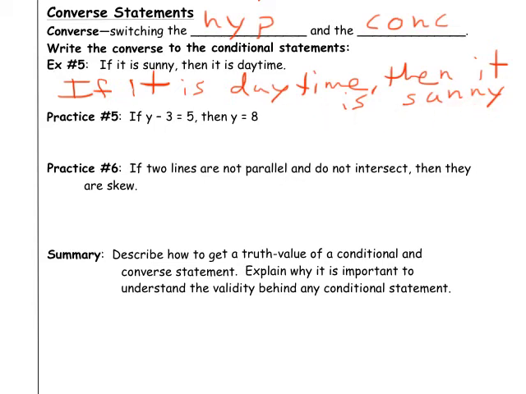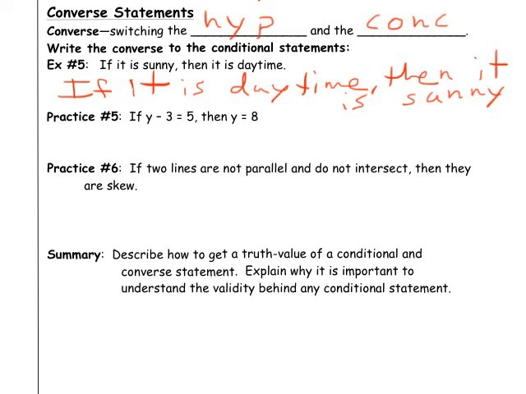It could be an eclipse, right? I've heard that one before. It's still daytime, but it's not sunny because the sun's covered up by the moon. We could go back to Alaska, because in the winter, there's parts of Alaska where it's daytime, but it actually is dark outside and not sunny at all. So it's kind of interesting. So this one would not have a positive truth value. It would not be true. It's a statement that is not always true.